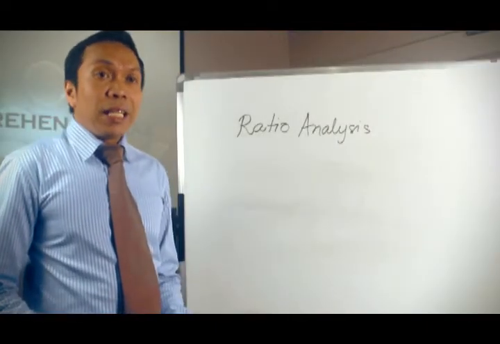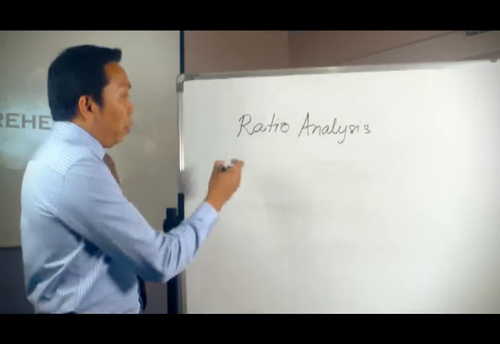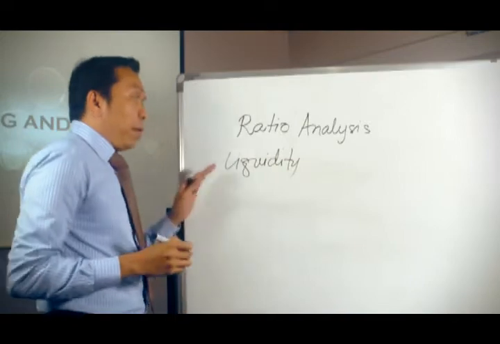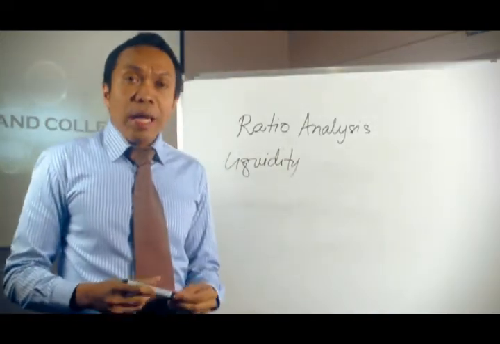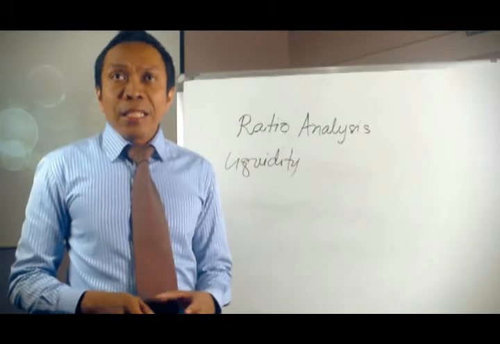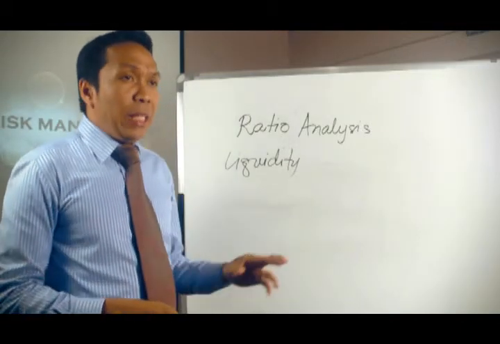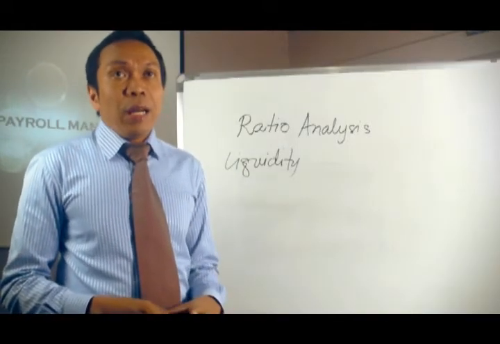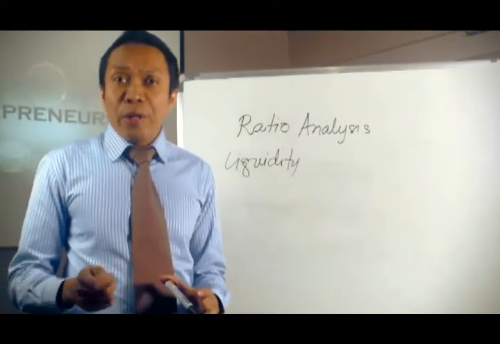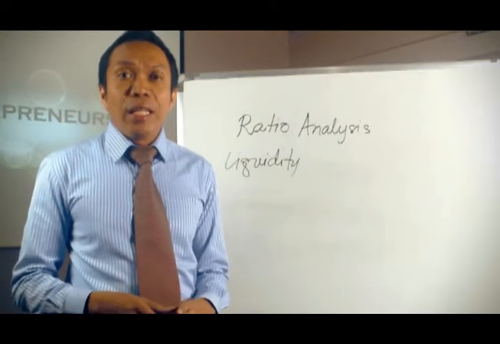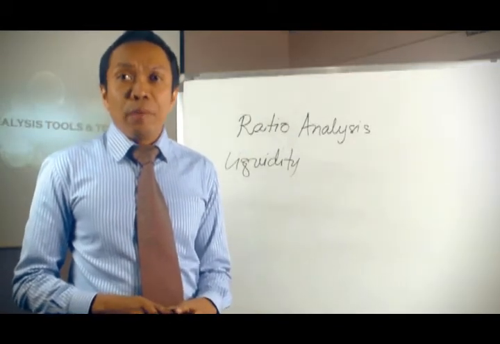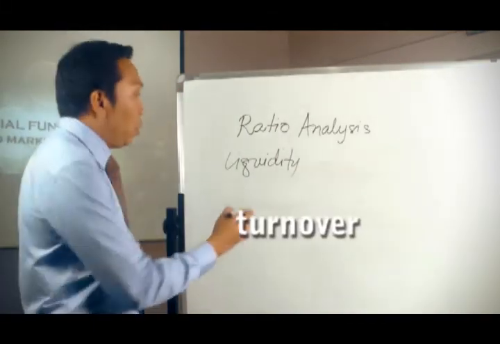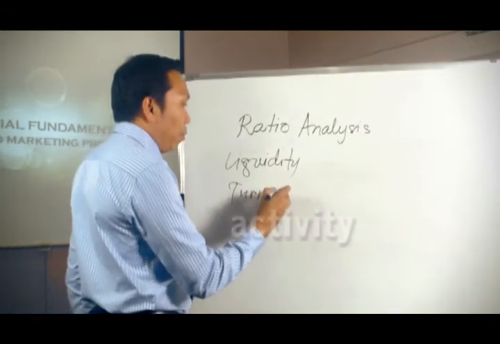Ratios can be basically classified into 4 categories. The first category is liquidity. Now, in liquidity analysis, we try to analyze whether the assets that the company hold can be easily converted into cash or the nearness of the assets to cash. We would also like to take a look on whether the company or the organization would be able to pay its short-term obligations.